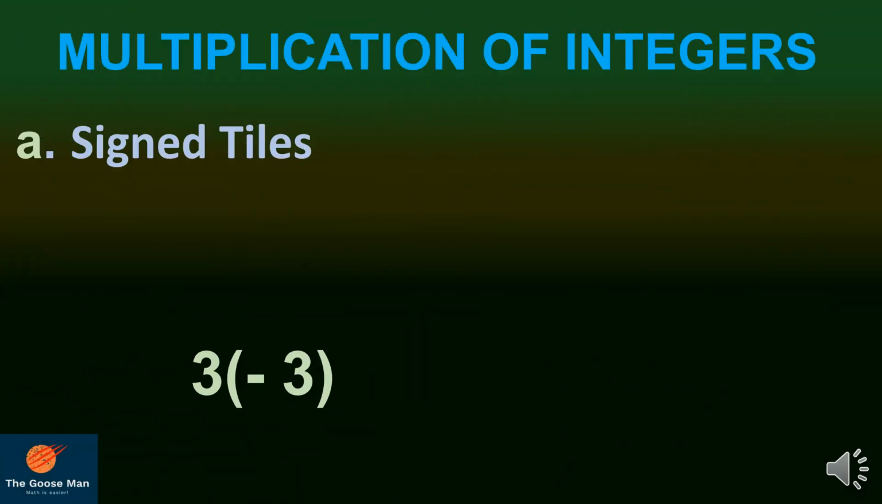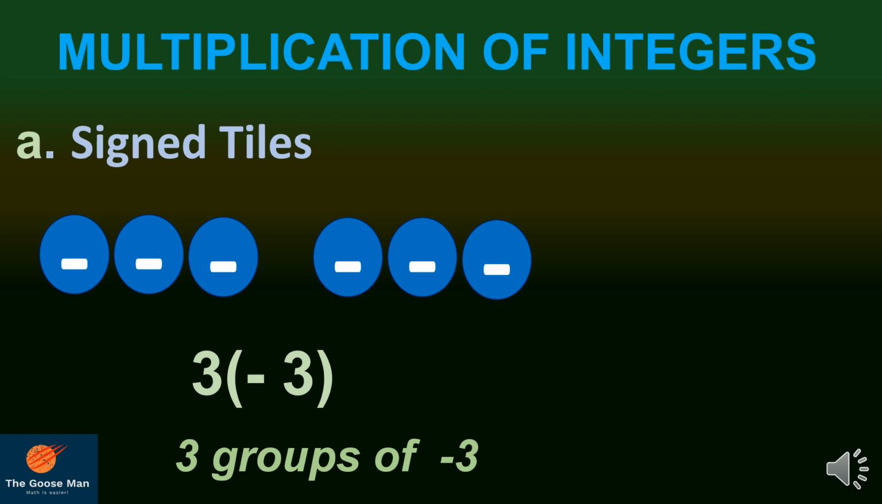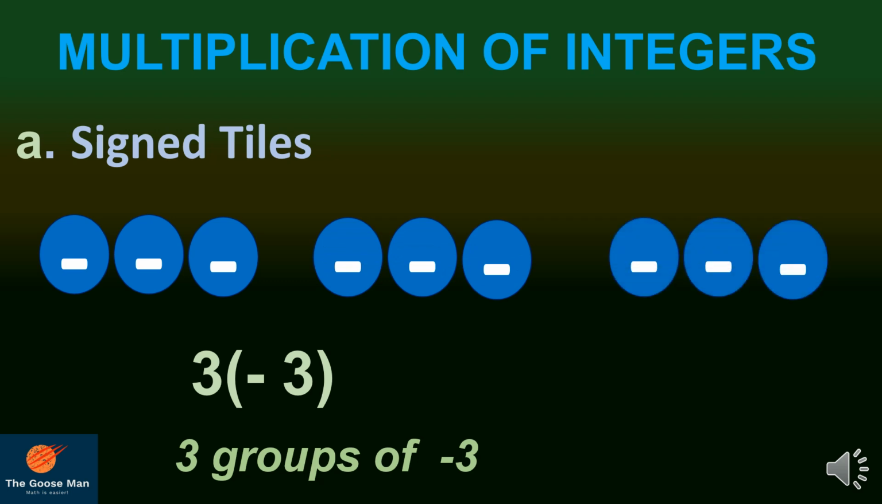Another example, if I have 3 times negative 3, it means I have 3 groups of negative 3. So I have one group, second group, and the third group. If I count them all, I have 1, 2, 3, 4, 5, 6, 7, 8, and 9. So I have 9 negative tiles. So 3 times negative 3 is equal to negative 9.